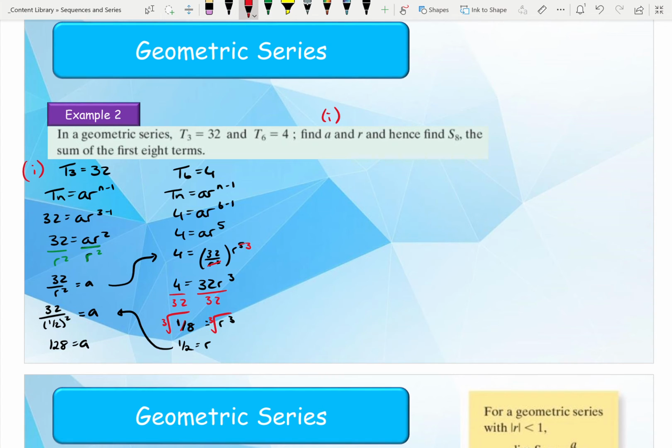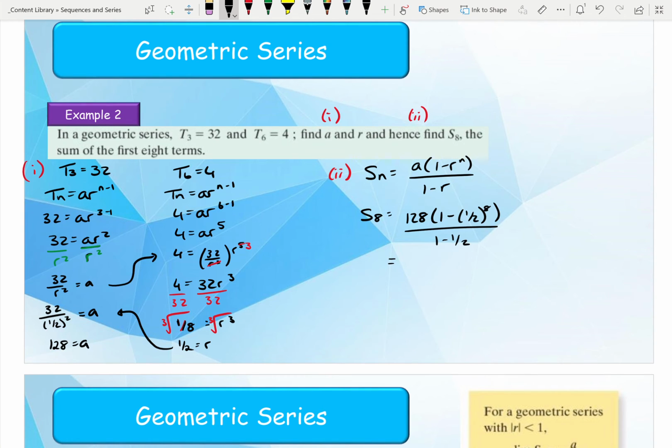So the important part now for part 2 is when it says find S8. To find S8, I know I'm using my Sn formula, which is the sum of the first 8 terms. So I have a by 1 minus r to the power of n, all over 1 minus r. So my n is going to be 8, my a is going to be 128, and my r is going to be a half. So I have 128 by 1 minus a half to the power of n, which I know is 8, all over 1 minus a half.